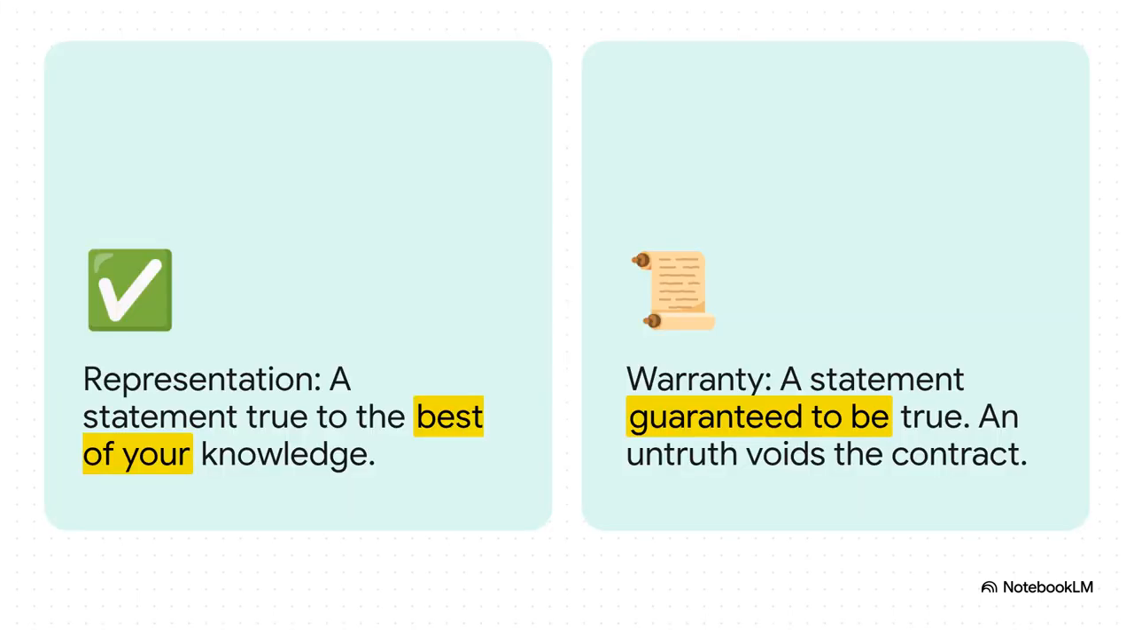Now, what about the stuff you put on the application? Almost everything you state is considered a representation. That means it's true to the best of your knowledge. If it's wrong, it's a misrepresentation. A warranty, on the other hand, is much more serious. It's a statement that is guaranteed to be 100% true. If a warranty is false, the contract can be voided. But honestly, warranties are super rare in life insurance these days.